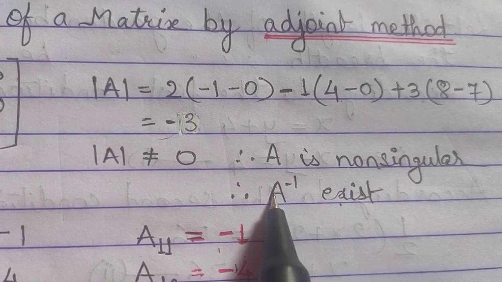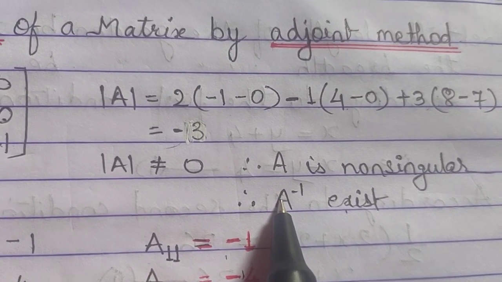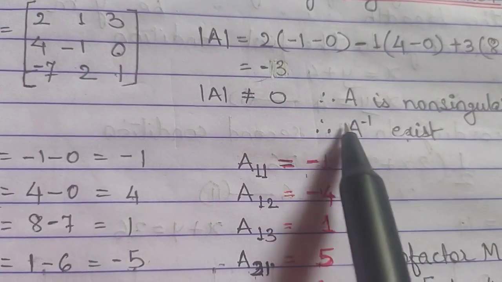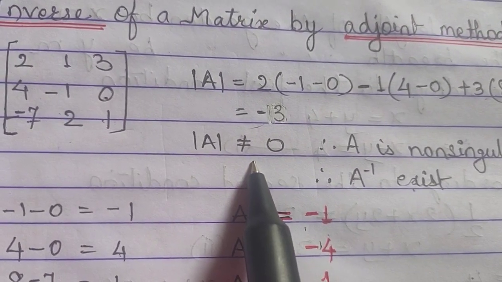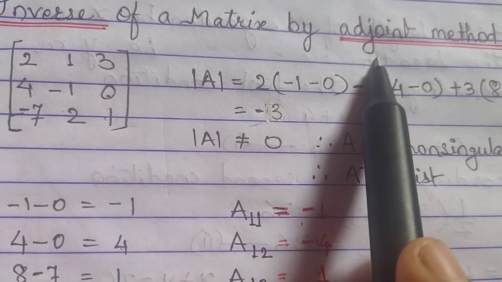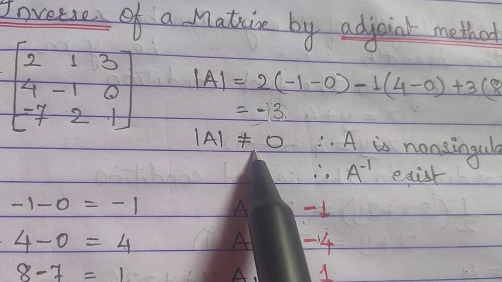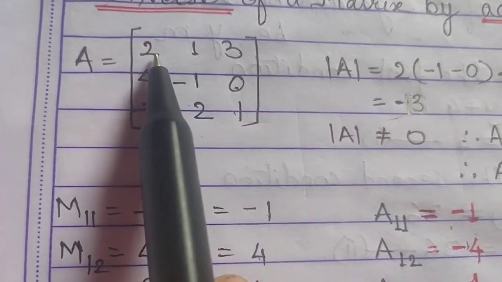Whenever we have to find the inverse of a matrix, we check the determinant, and it should not be equal to 0. Then the inverse exists. Now we are going to find the inverse of the matrix by the adjoint method. In this case, we will find the minors and the cofactors. First of all, find the minor of this matrix.